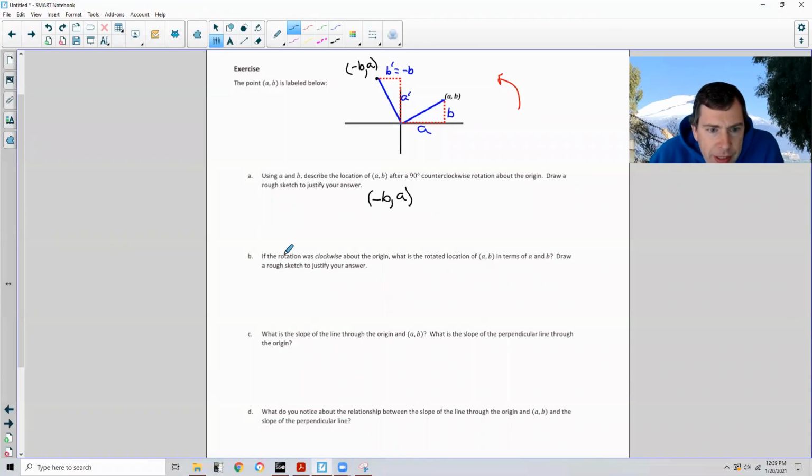Okay, now part B says, if the rotation was clockwise about the origin, what is the rotated location of the point A, B here? In terms of A, B, draw a rough sketch to justify your answer. So I'm going to copy this again, and I'll plop it right down on top of its original. So now we're going to rotate this clockwise 90 degrees. About the origin would put it right here. So now the point we're talking about is this point right here.